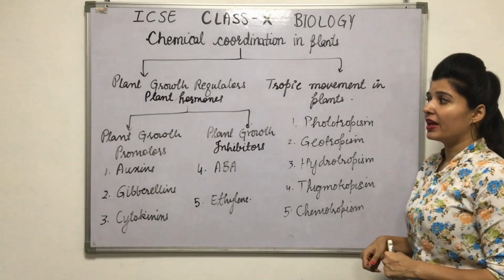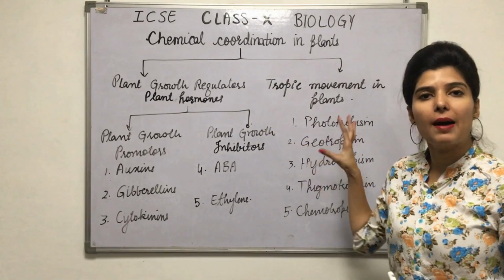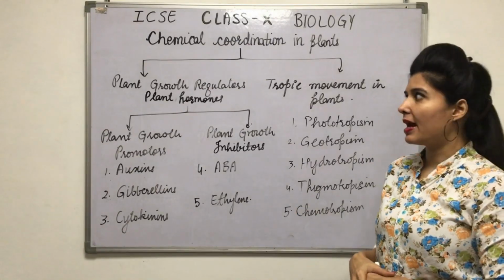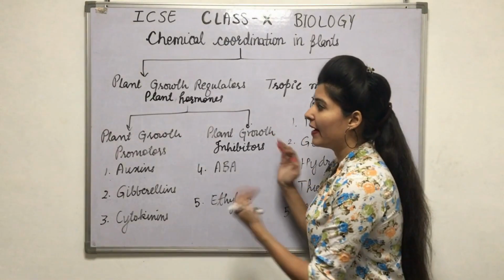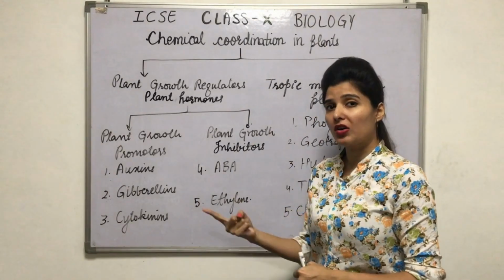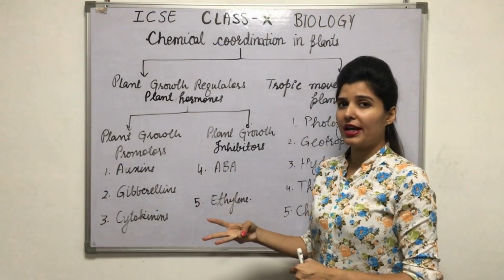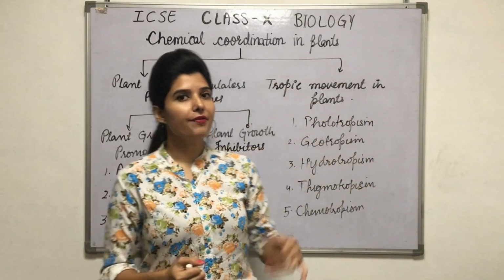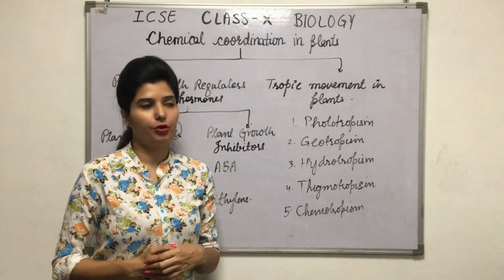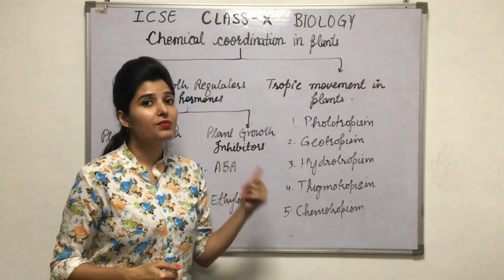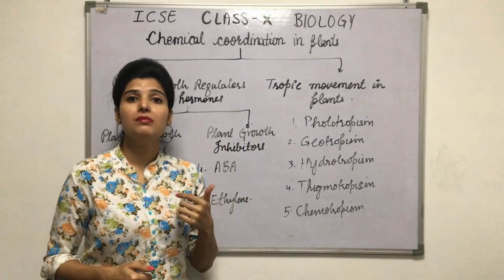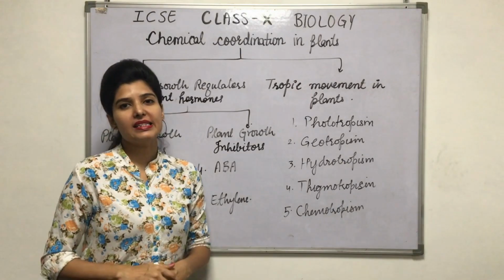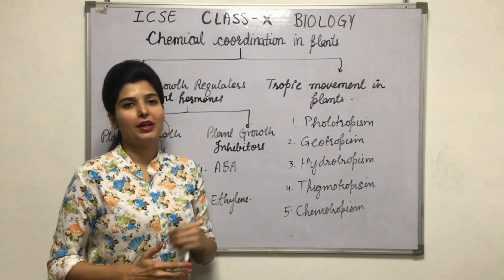So in this way, you have to firstly sum up all the important things that you will be completing in the chapter. So look students, 5 hormones I am repeating: auxin, gibberellin, cytokinin, abscisic acid and ethylene. And similarly 5 trophic movements you have to remember: phototropism, geotropism, hydrotropism, thigmotropism and chemotropism. So now let us see all of these one by one.